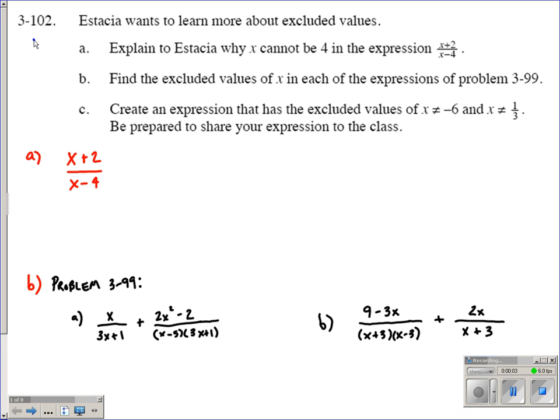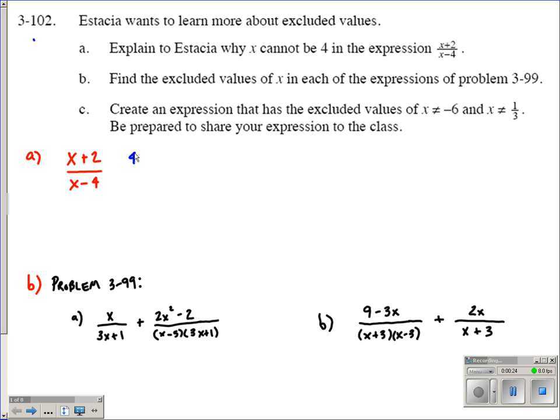All right, problem 3-102. Istasha wants to learn more about excluded values. Explain to Istasha why x cannot be 4 in the expression the quantity of x plus 2 divided by the quantity of x minus 4. So we've got our expression copied down here.